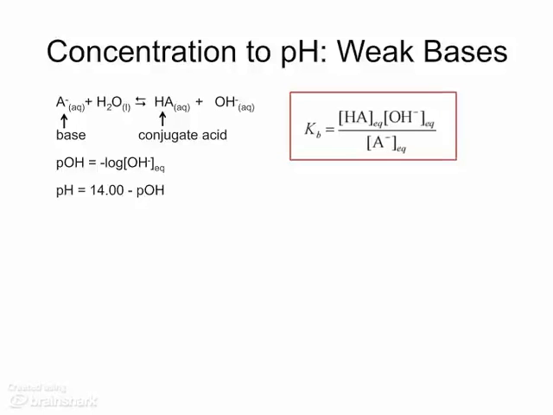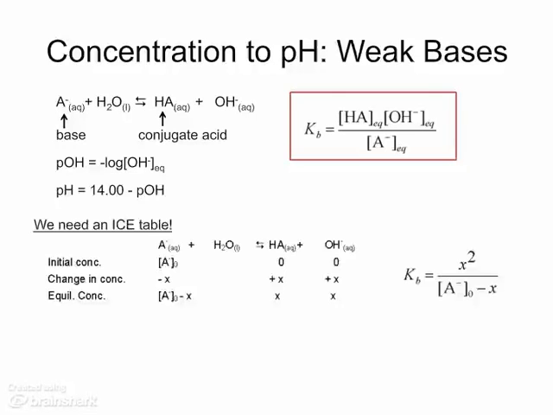We also know that Kb is defined for a weak base as the ratio of products over reactants. So here that's the equilibrium concentration of HA times the equilibrium concentration of OH- divided by the equilibrium concentration of A-. Now we can make an ice table.